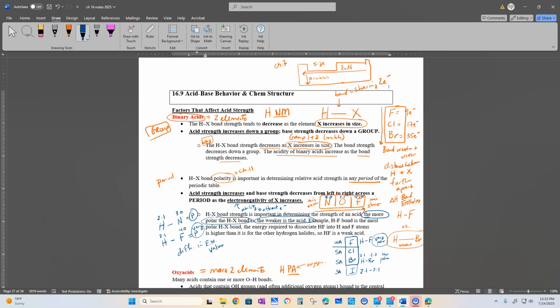So as you go across the period, it has to do with electronegativity. If you're looking down the group, you're looking at polarity. That's to help you with the whys. Trust me, you're going to get practice on the next page.